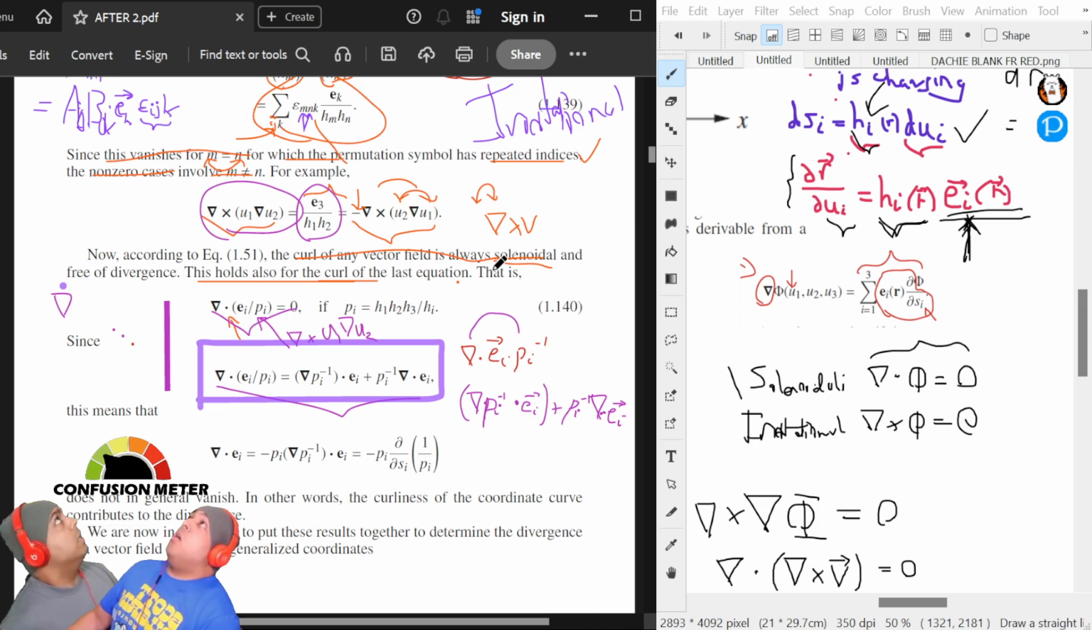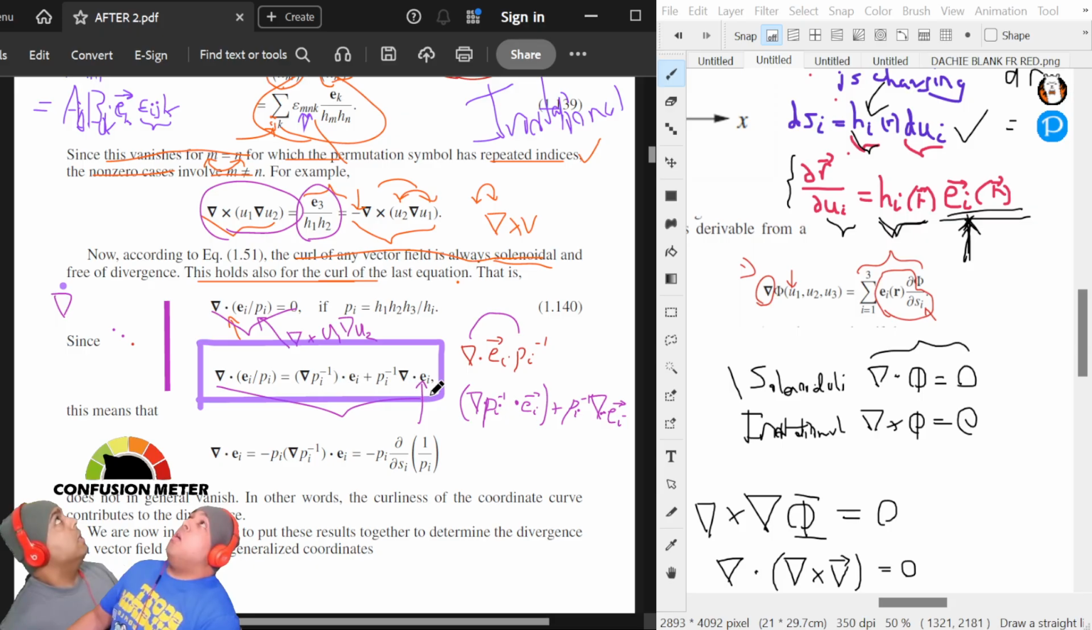Curl of is always solenoidal. Is this a vector field in disguise? This guy here? Are you? I feel like you might be. I feel like you're holding secrets.